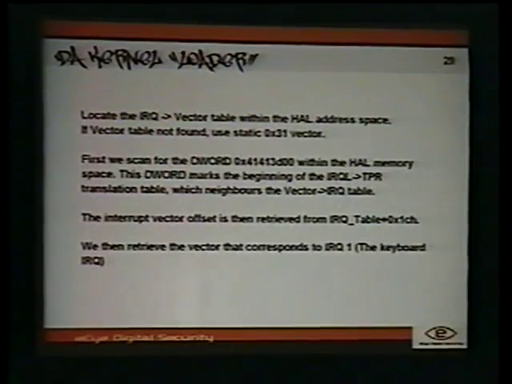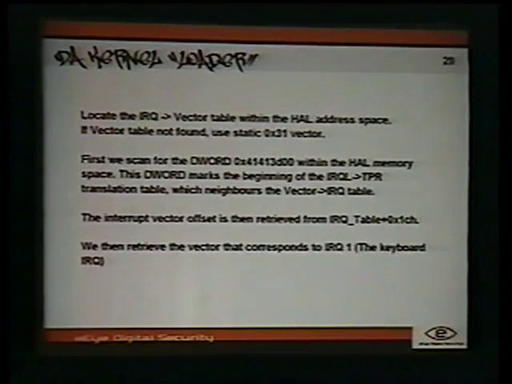Now, we need a way to get the interrupt vector from the IRQ. Unfortunately, the interrupt vector is not always going to be static. The keyboard IRQ is IRQ1. I think on Win2K SP0 it's all static, like IRQ1 is x31, IRQ2 is x32, et cetera. But the good thing is there's actually an IRQ to vector table in the HAL memory address space. So basically you just scan for that DWORD, 414113 3Ds, or whatever it says, in the HAL memory space.